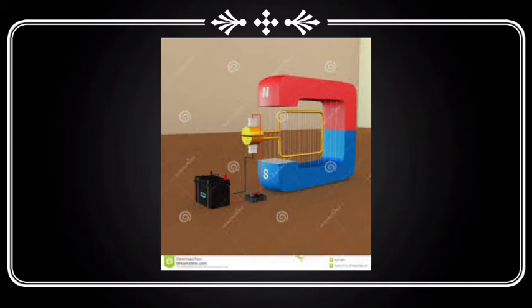See students, whenever a magnet is rotating, in the last chapter on current electricity, generator and motor, we have discussed it in detail. So if you haven't seen that video, please go and check the playlist. You will find the working and construction of generator and motor.